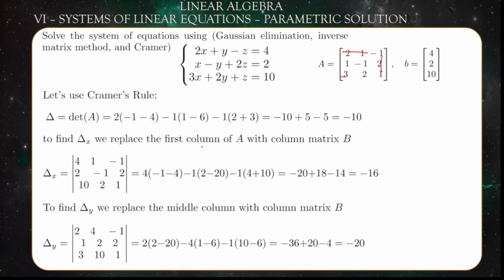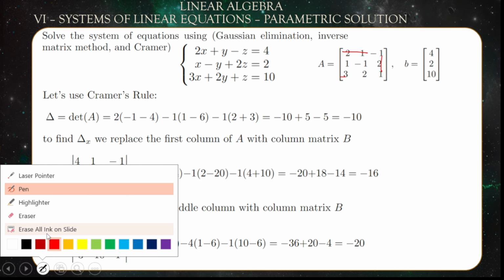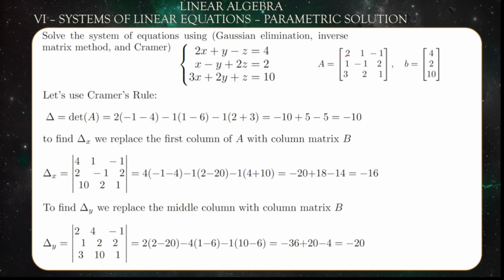To find delta x, we replace the first column of A with column matrix B. Okay, so this is delta x. How do we actually do that? You completely remove the first column within the A matrix and replace it by 4, 2, 10, which is the constant vector. So delta x has 4, 2, 10 instead of 2, 1, 3. Then whatever remains, you leave as is: 1, minus 1, 2, the second column, and minus 1, 2, 1, the third column.